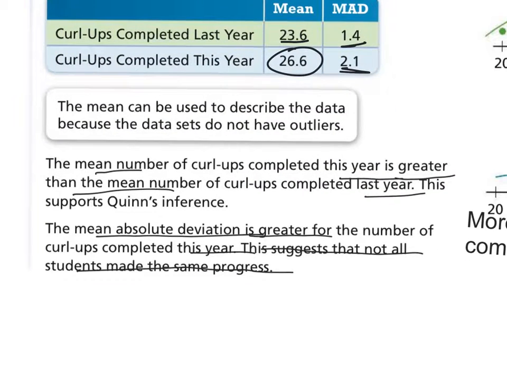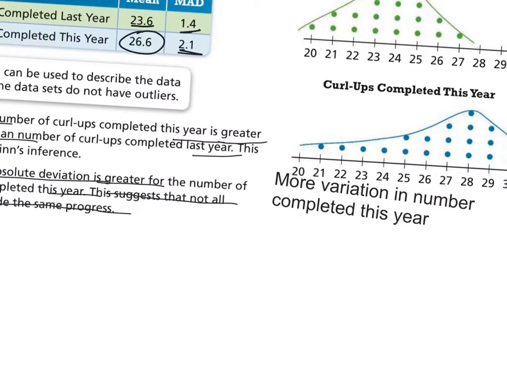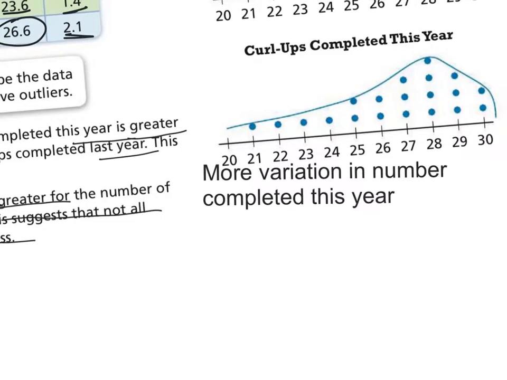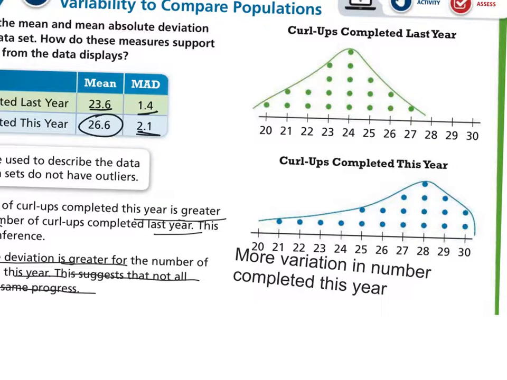Okay, so here the book mentions that the mean this year is greater than last year. Mean absolute deviation is greater this year, which suggests not all students made the same progress. Okay, or again, we could say there's more variation in the number completed this year, which, visually, we look at that, we can see how spread out the numbers are this year compared to last year.